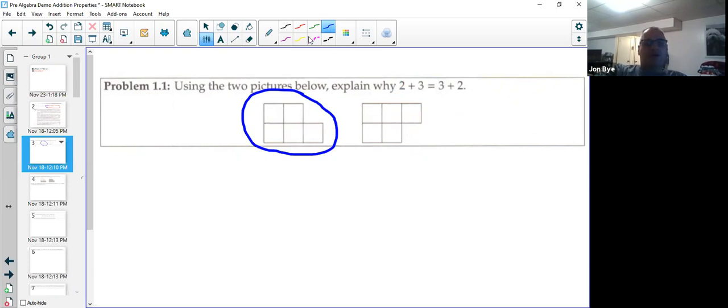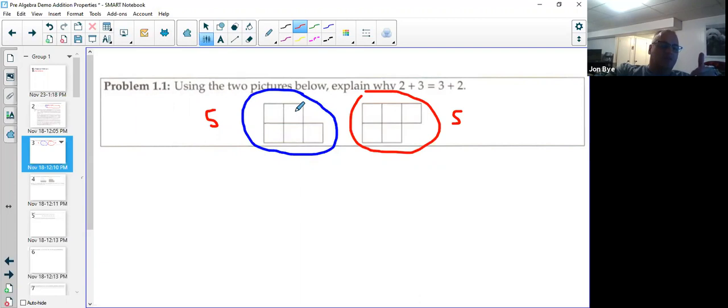Whereas on the other side, this picture has 2 rows again, but 3 blocks plus 2 blocks, but there's still 5 blocks altogether, right? Both sides have 5. There are 5 blocks over here and 5 blocks over there.